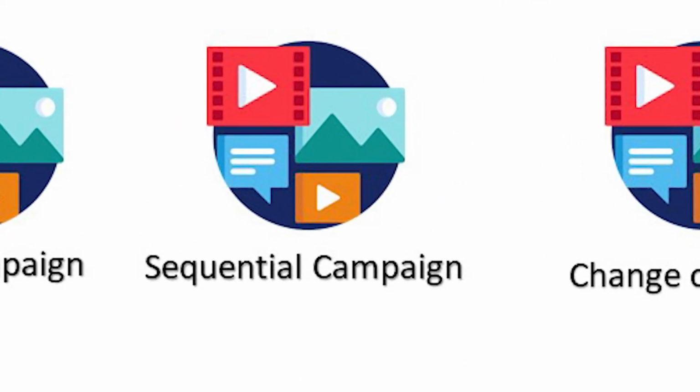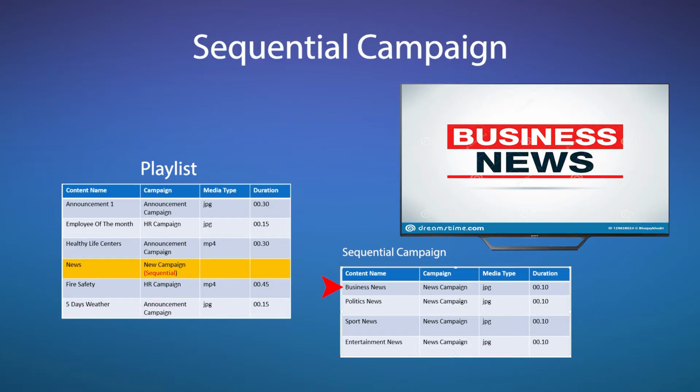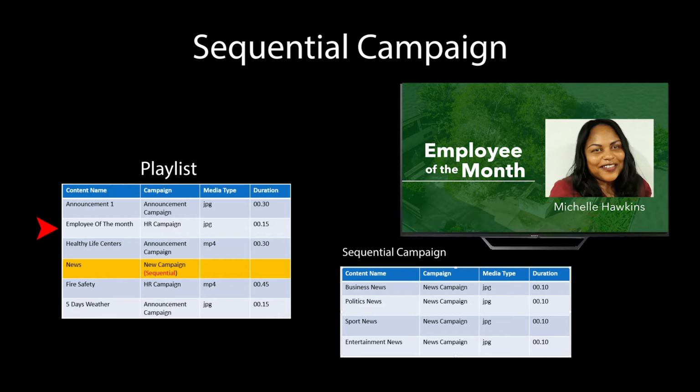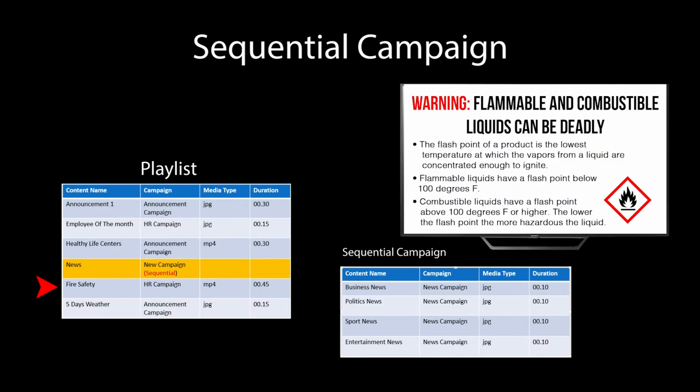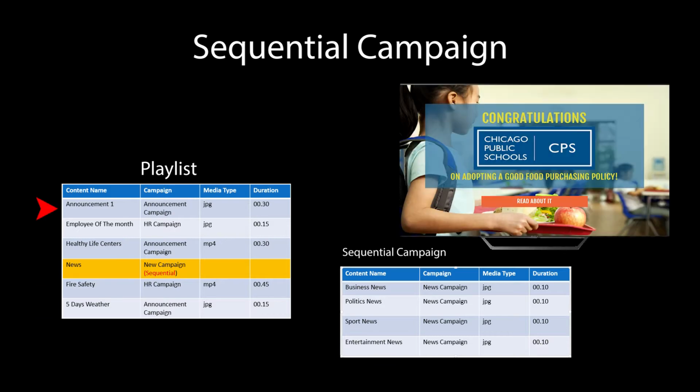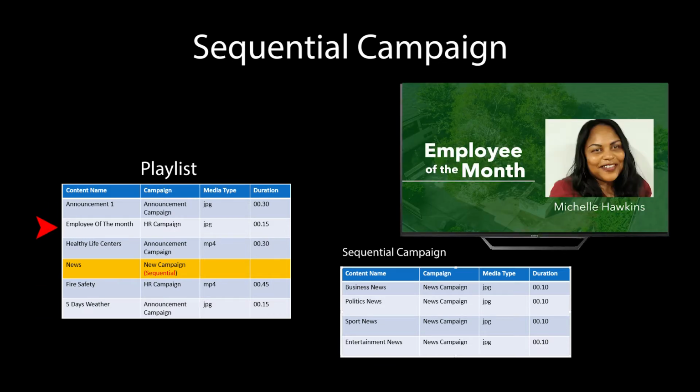Sequential campaign. This campaign is very powerful to dynamically change your playlist and make it unique in every loop. Sequential campaigns can have any amount of content, but will populate only one spot within the playlist. Every time the playlist reaches that spot, it will play the next content in the sequential campaign.